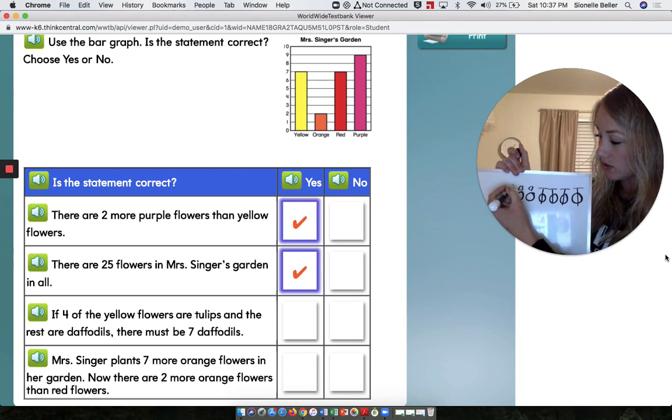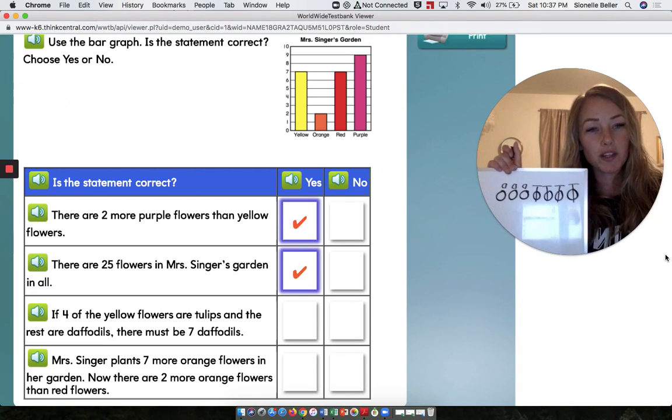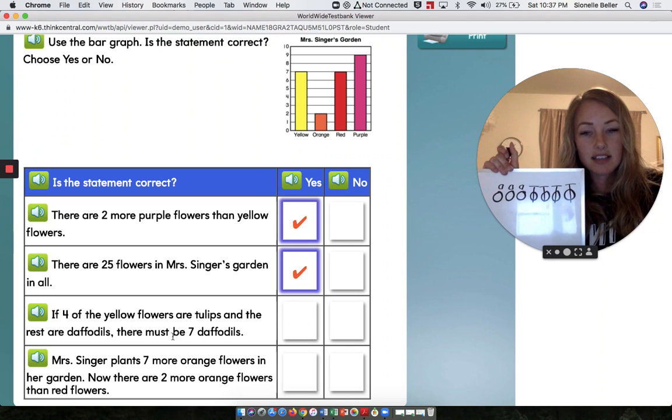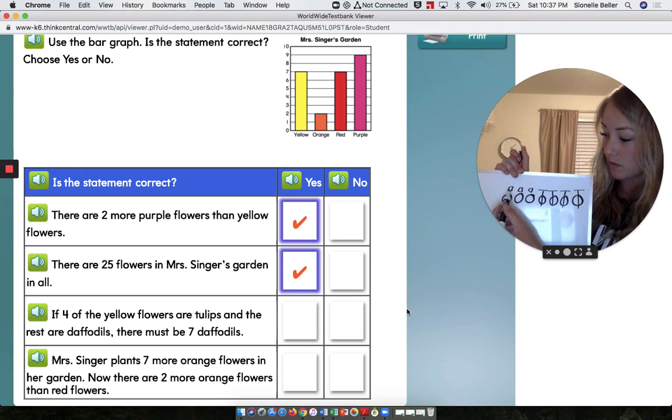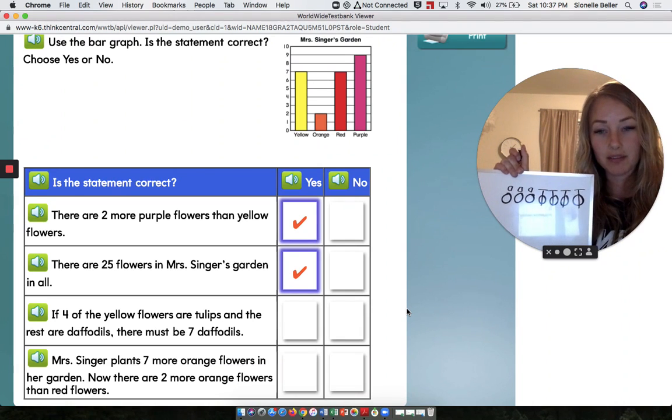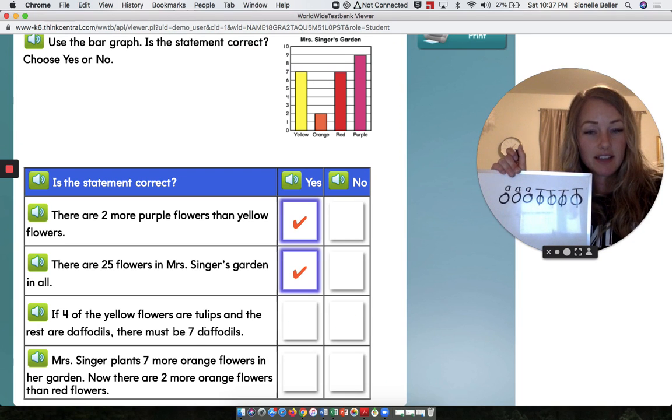1, 2, 3. That would mean there are only 3 daffodils. This says there must be 7 daffodils. Is that correct? Or did we just find out that there would only be 3? We just found out that there would only be 3, so there can't be 7, so that is wrong. The answer on that one is no.